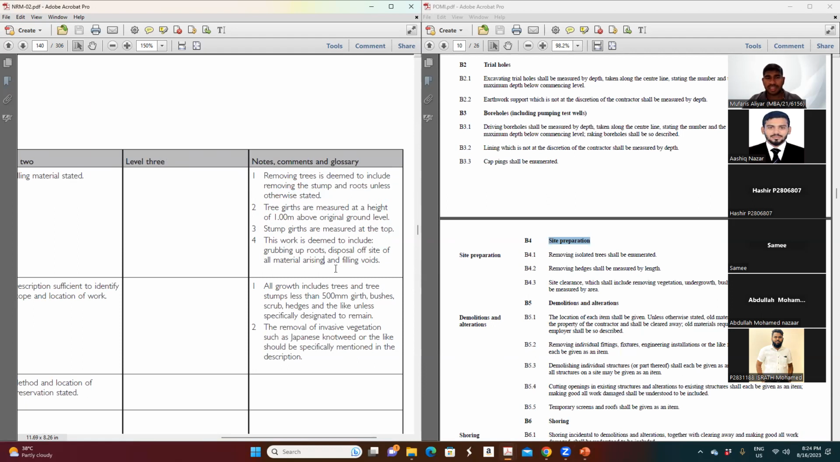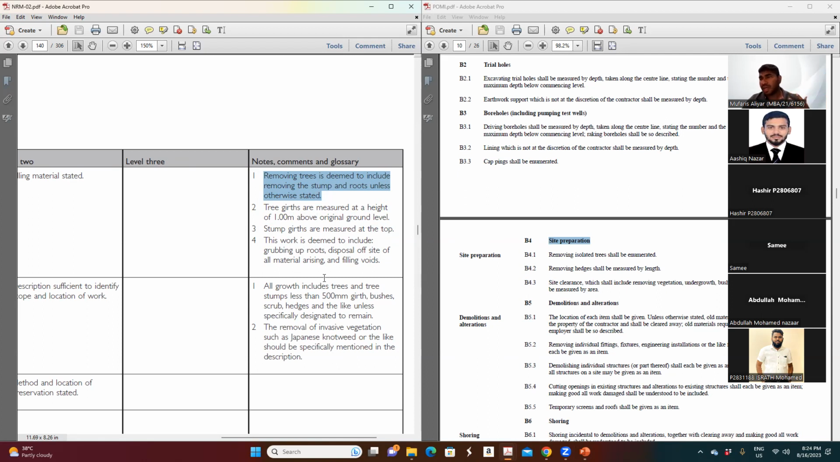This is the note that you have to take into consideration whenever you are reading an item, whenever you are measuring. What they said here is very important. Removing tree is deemed to include removing stump and roots unless otherwise stated. So when we say in the bill of quantities removing a tree along with the girth dimension and the filling material, it means you have to remove the tree, the stump, and the roots. Everything you have to remove. When I say remove the tree, you cannot just remove the tree and go without stumps and roots.